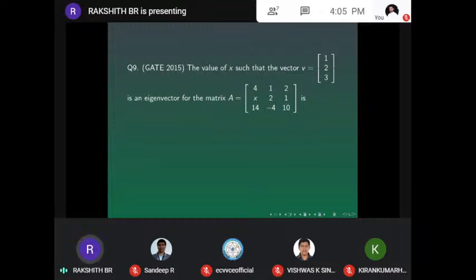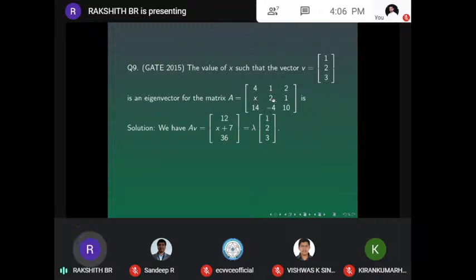So you know, from the definition of an eigenvalue, when you say that a scalar lambda is an eigenvalue of a matrix A, just make use of the definition here. You want to determine the value of x such that the column vector V is an eigenvector. What does the definition tell you? If V has to be an eigenvector, then AV must be equal to lambda times V. What is A times V? Multiply A by V, so it is 4 plus 2 plus 6, so it is 12.